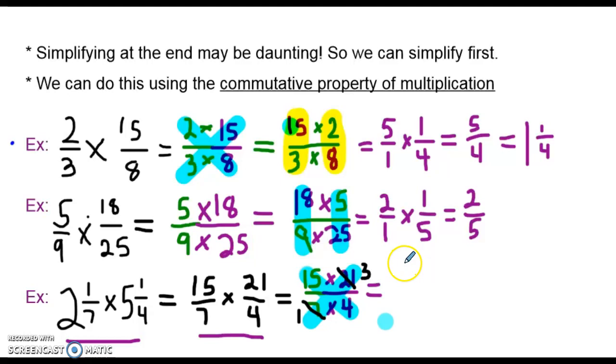So 15 times 3 is 45. 1 times 4 is 4. Again, no common factors. So I'm done simplifying that way, but I do need to turn this back into a mixed number. So how many 4s in 45? Going to be 11. And that would be 44 fourths, which means there's 1 fourth left over. And again, no big simplifying to do, no large numbers to work with. Makes multiplying fractions, and as we get into proportions, it'll make that a little bit easier as well.